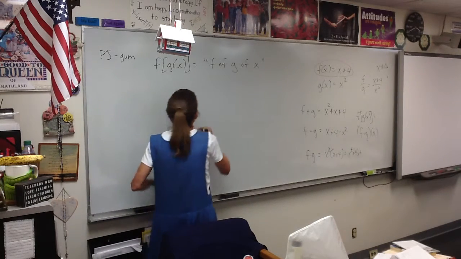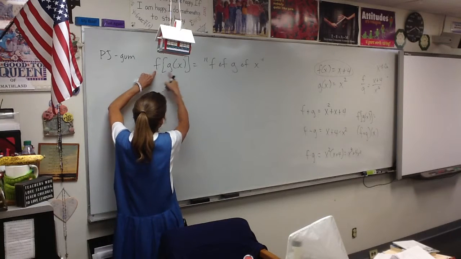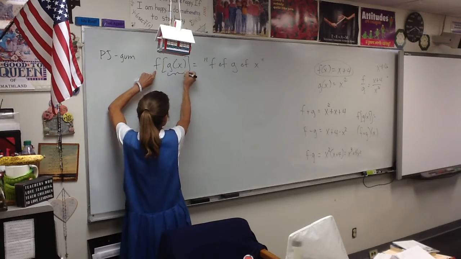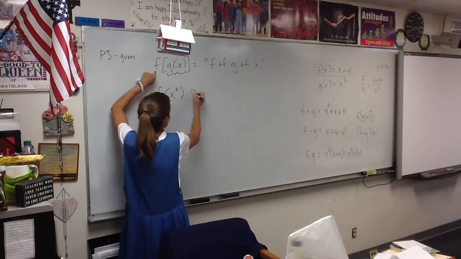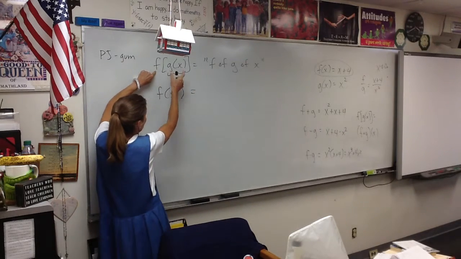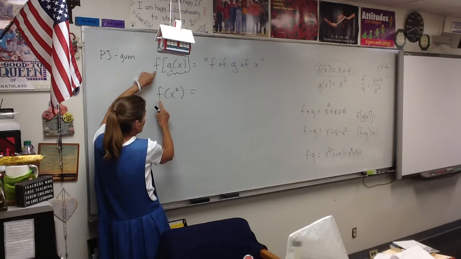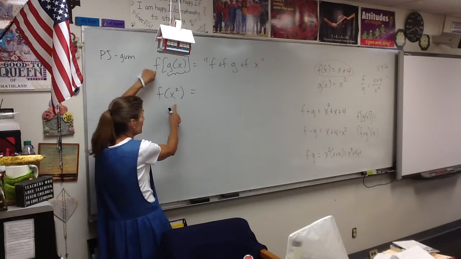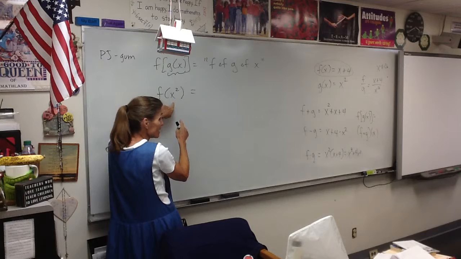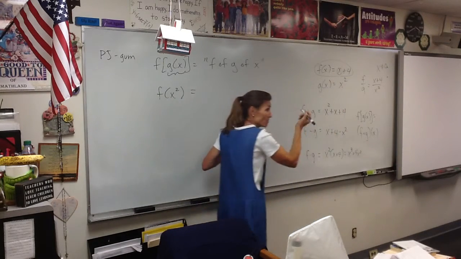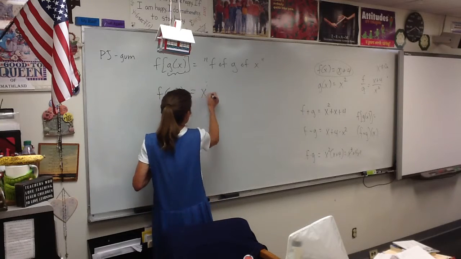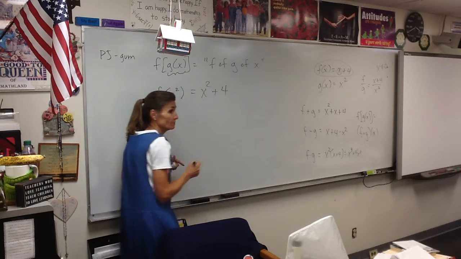Now, f of g of x. What is g of x? X squared, right? So isn't f of g of x just saying find f of x squared? Yeah. And how do we find f of anything? We take out the x and plug in whatever it is we want to plug in. So that would be x squared plus 4.